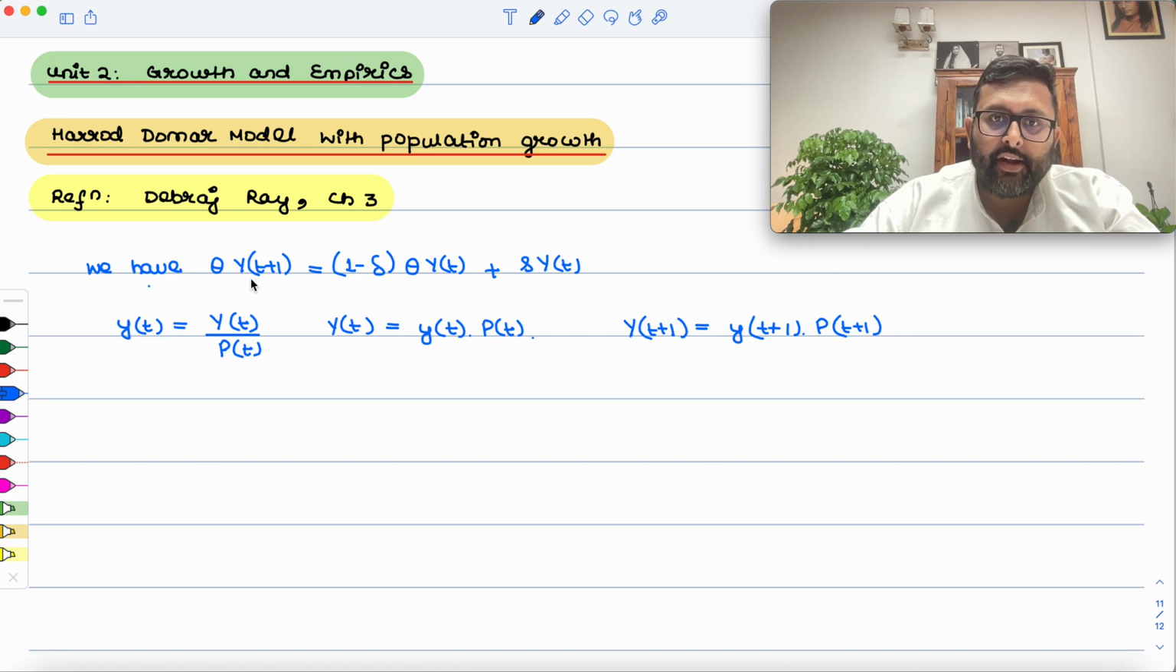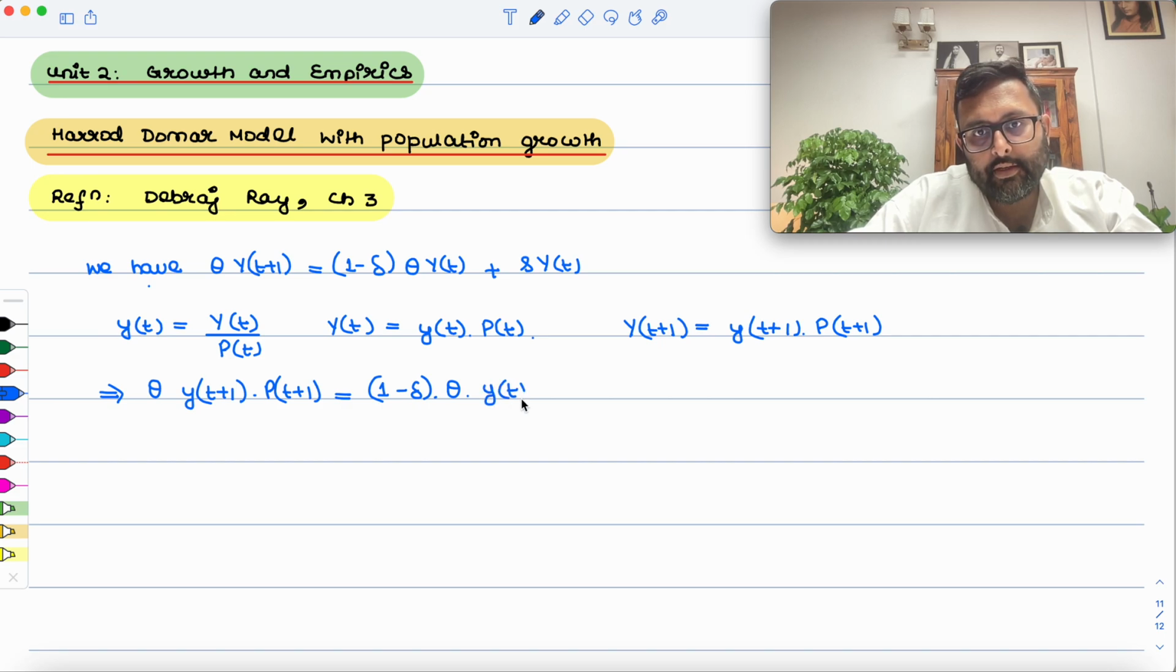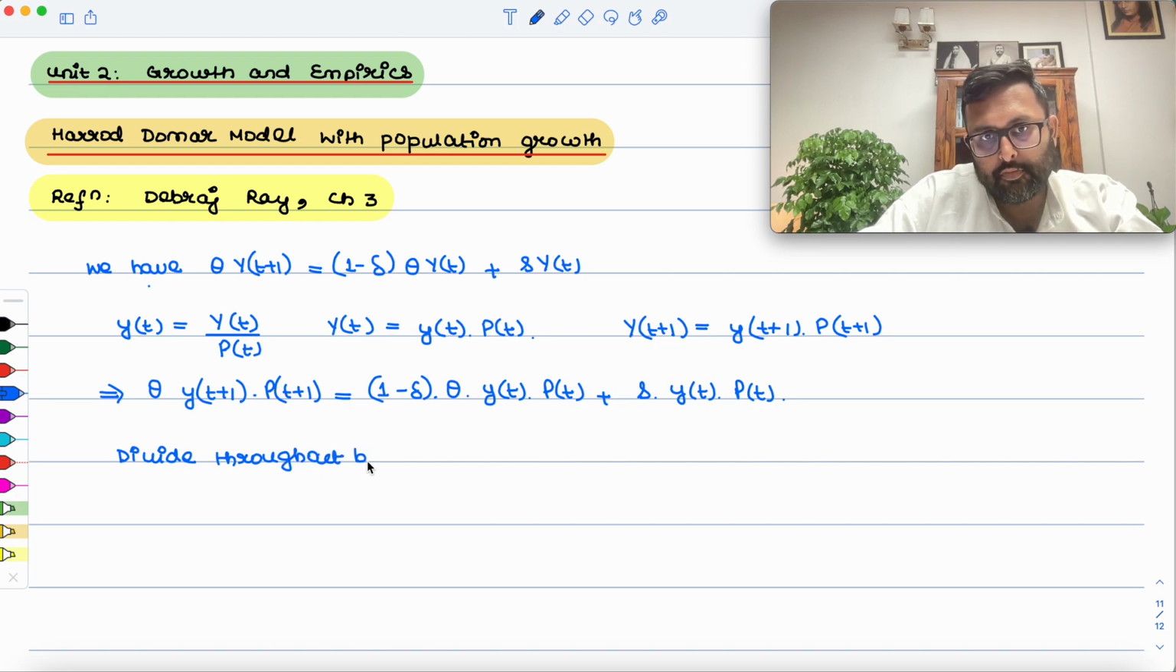So wherever we have capital Y_{t+1}, let us write this expression, GDP this period and GDP next period written in terms of per capita output and population. So we have theta. In place of capital Y_{t+1}, we will write small y_{t+1} into capital P_{t+1}, equals (1 minus delta) theta, capital Y_t is small y_t into small p_t, plus s, capital Y_t is small y_t into small p_t. So you divide throughout by P_t.